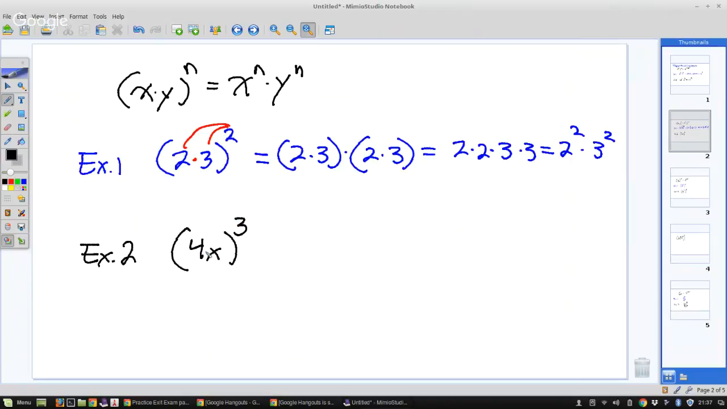So here I have 4x, which is really 4 times x, and so both of these get cubed. So this is going to be 4 cubed times x cubed. We could clean up that 4 cubed. 4 times 4 is 16, and then 16 times 4 would be 40 and 24, or 64. So I could call this 64 x cubed.